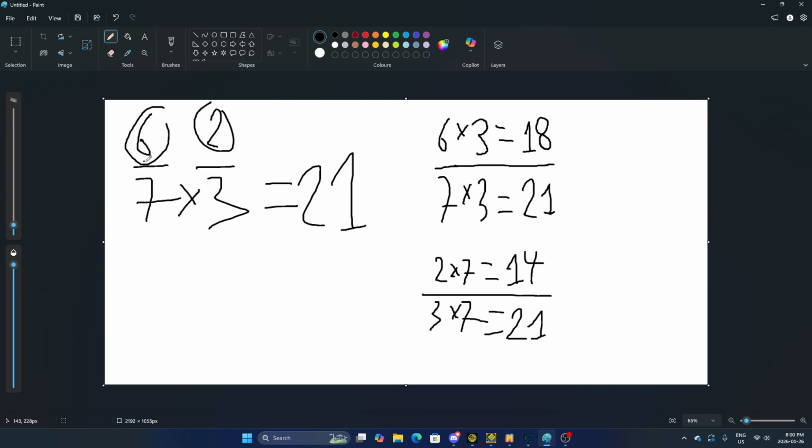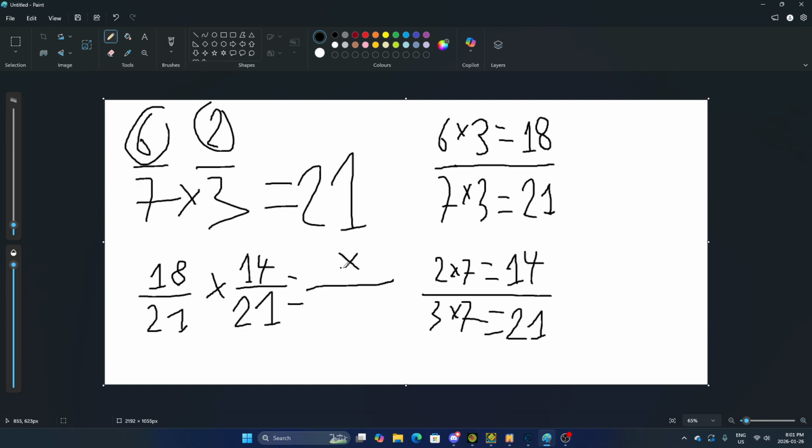So now, instead of 6 over 7 times 2 over 3, we have 18 over 21 times 14 over 21. So to calculate this, we multiply both of them together. So you take 18 multiplied by 14 to get the numerator, and then multiply 21 by 21 to get the denominator, and then we can simplify.